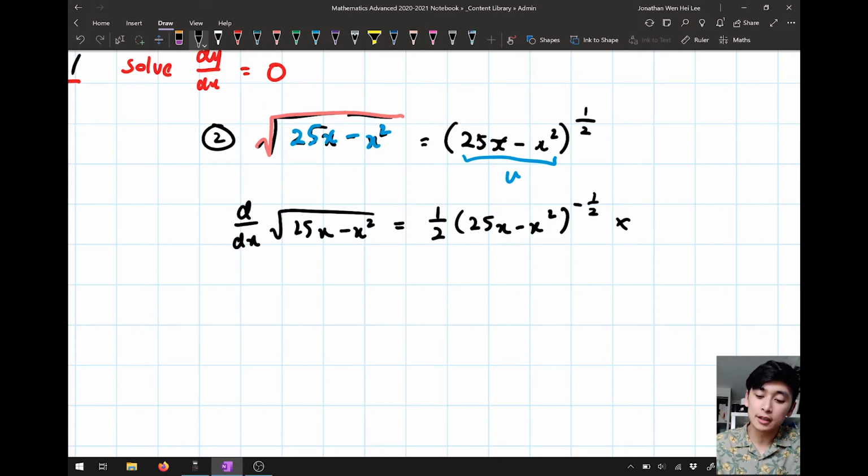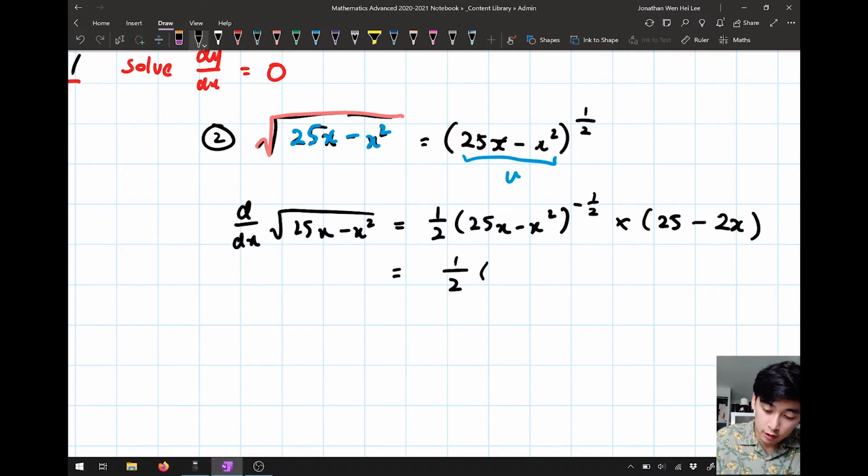When I differentiate the inside, I bring down the power and subtract 1 from the power. So for that first term, 25x, bring down the power, 1, so I just leave that 25. Subtract 1 from the power, we get the power 0, which is just 1, so I have this 25. Minus, differentiate x squared, bring down the power, 2x, subtract 1 from the power, we've got a power 1, we don't write that, so we just have this. Okay, so my final answer here, I have a half, 25 minus 2x, 25x minus x squared to the power negative a half.